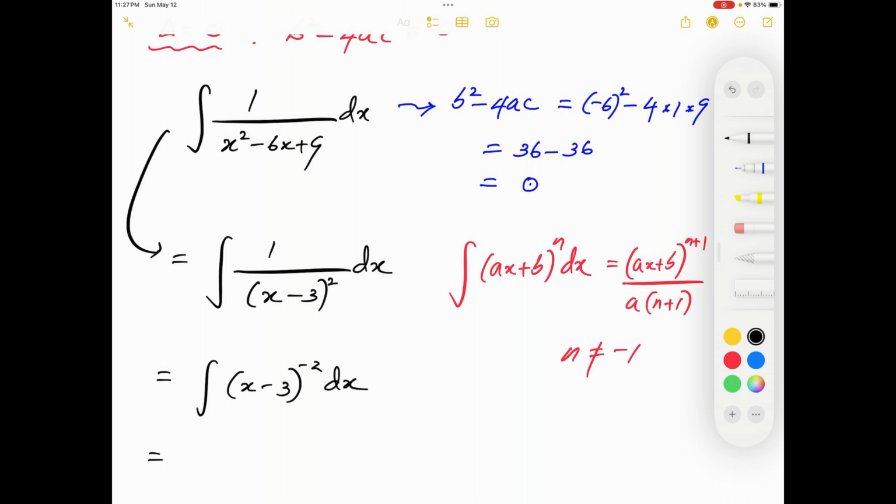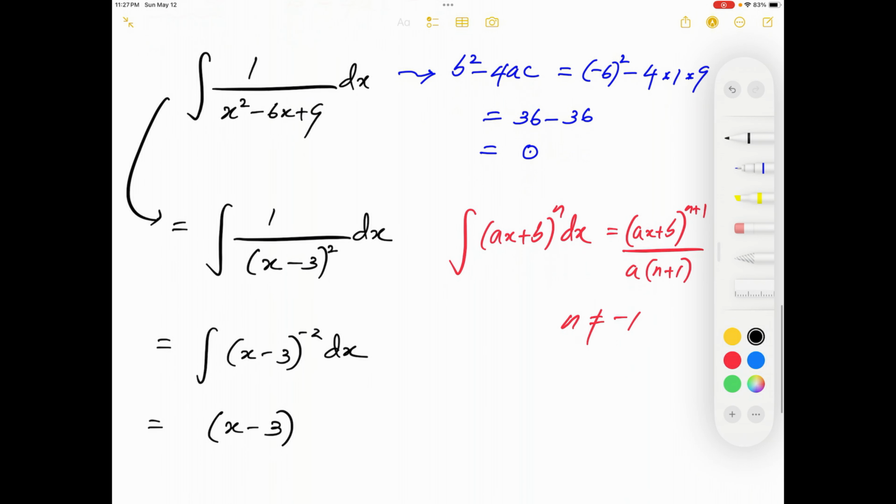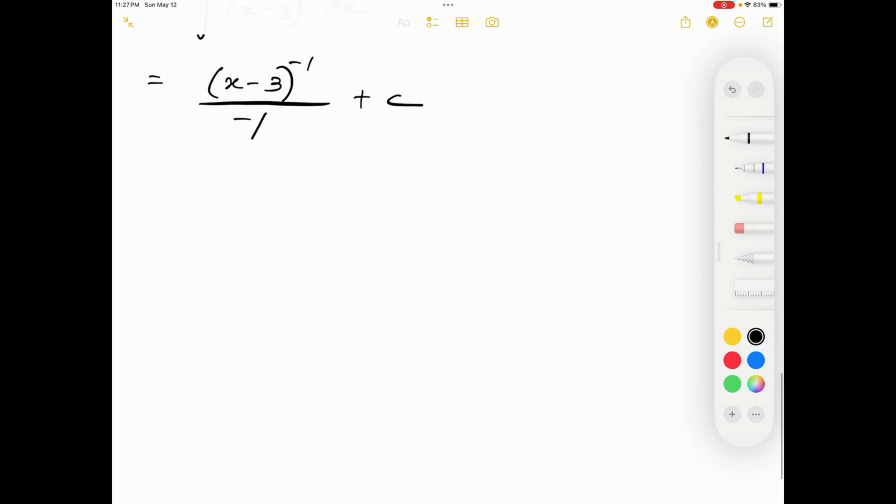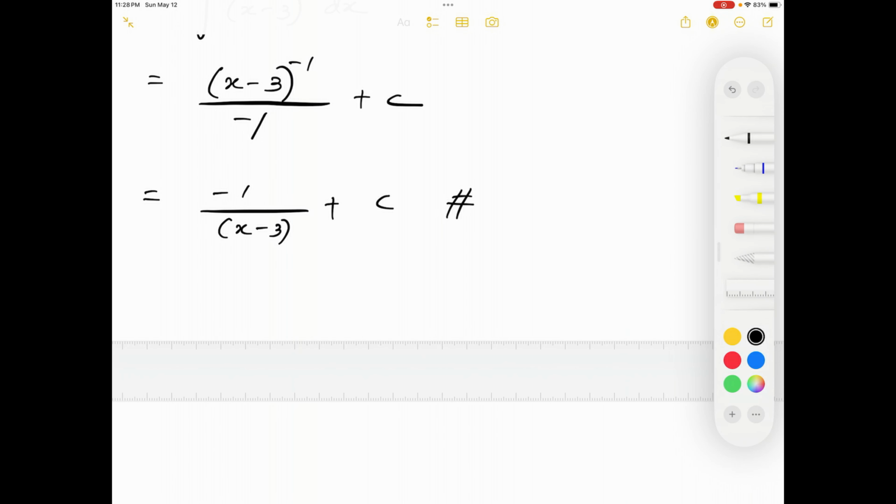Then I will get ax plus b, which is just x minus 3 in this case, raised to the n plus 1. n is equal to negative 2. Therefore, this has to be raised to the power negative 2 plus 1, which is negative 1, divided by a times n plus 1. a is equal to 1. So it's going to be 1 times negative 1, all divided by negative 1 therefore. And there will be a plus c because we are evaluating an indefinite integral. We can write this answer somewhat better as negative 1 over x minus 3 plus c. Alright, we completed that example as well.